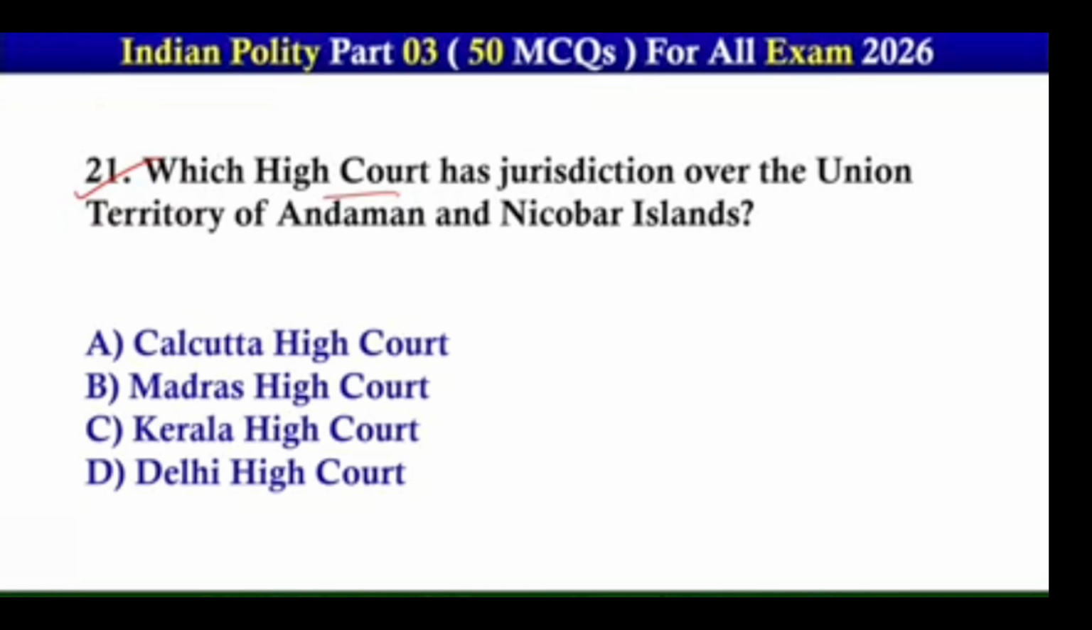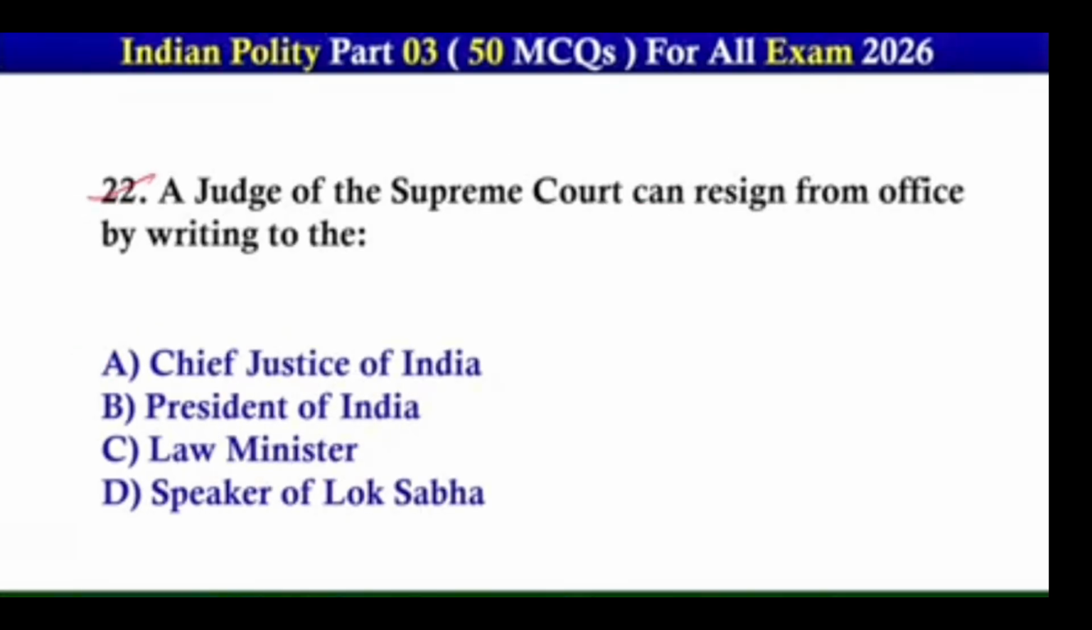21. Which High Court has jurisdiction over the Union Territory of Andaman and Nicobar Islands? Option number A, Calcutta High Court. 22. A judge of the Supreme Court can resign from office by writing to the option number B, President of India.